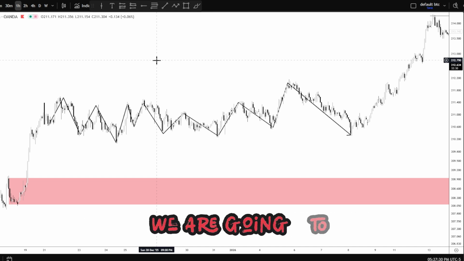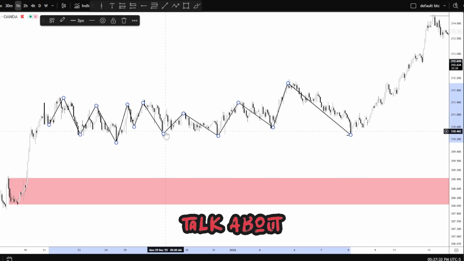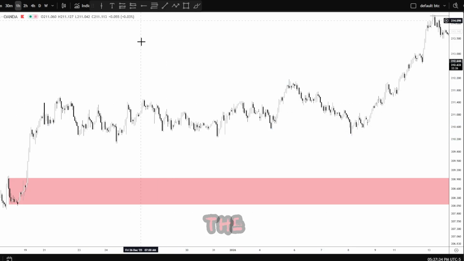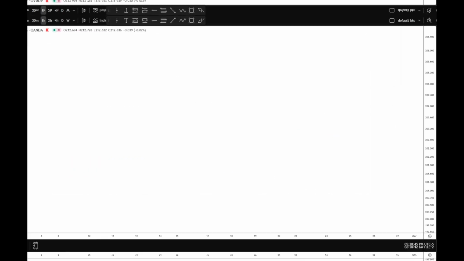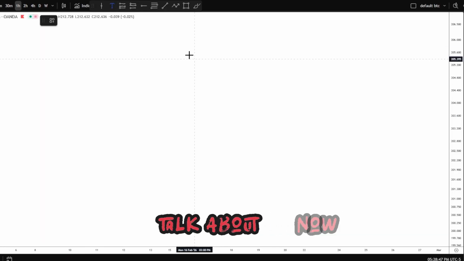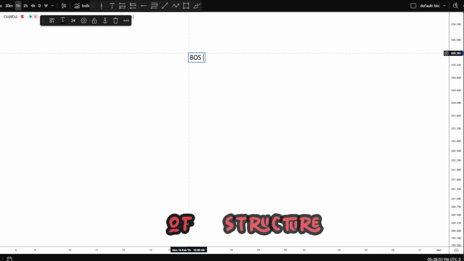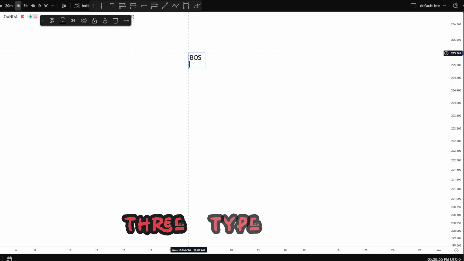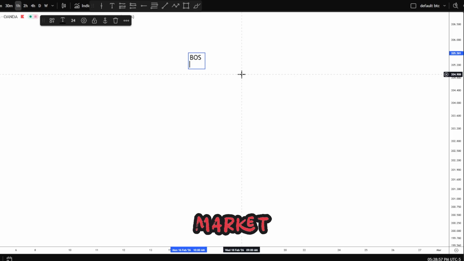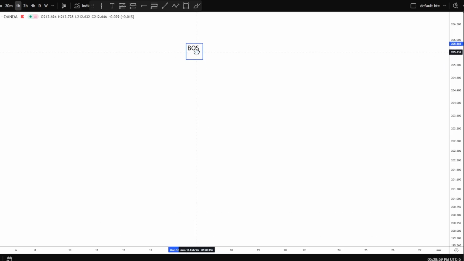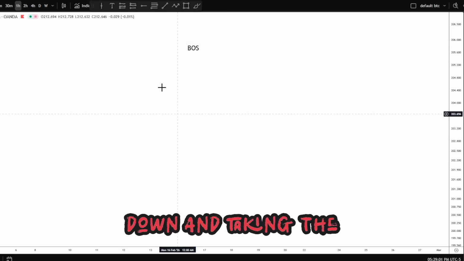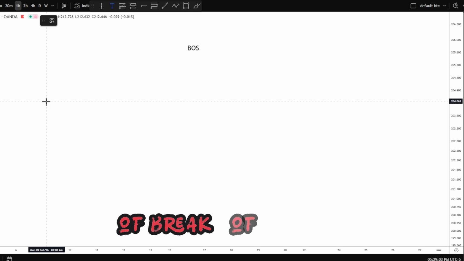So the next thing we are going to talk about is break of structure in the market. After market structure, we want to talk about break of structure and the types of break of structure. We have majorly three types of break of structure in the market. A break of structure is when the market is moving to the upside or downside and taking the previous high.